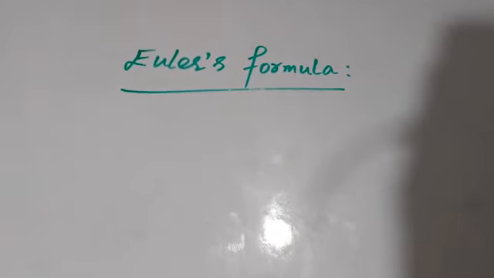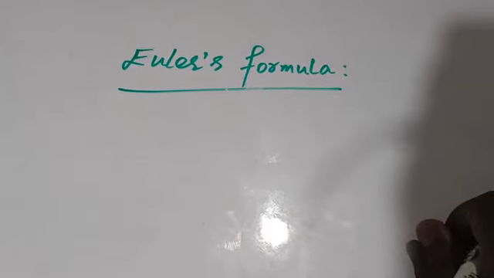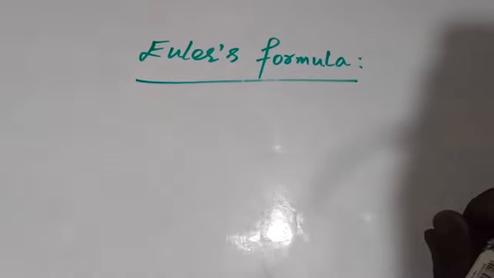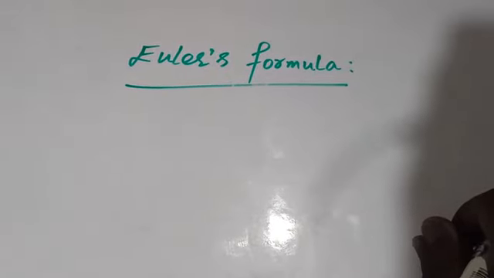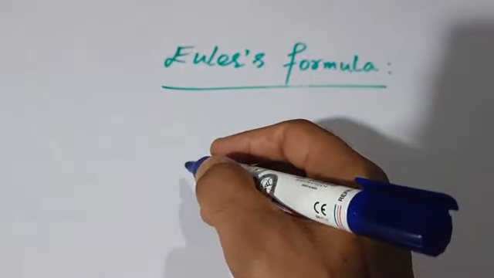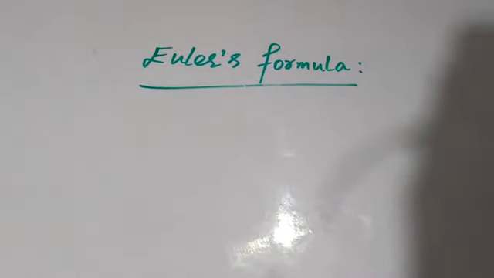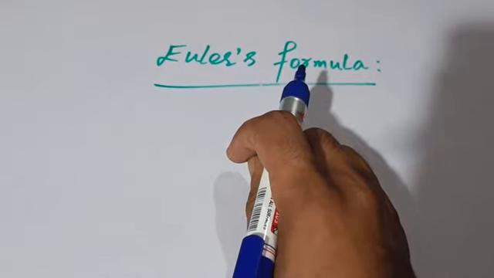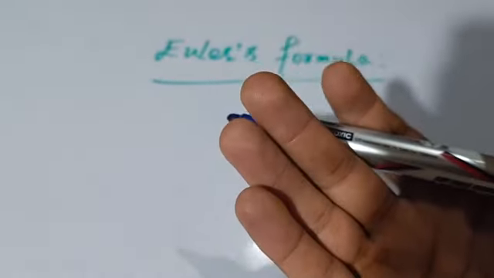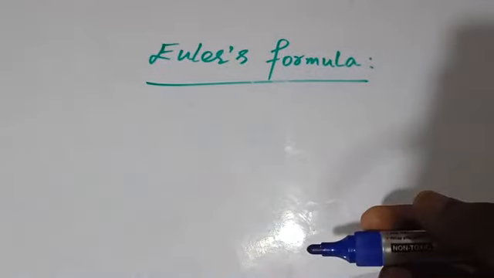Today, we are talking about a very common concept in your solid geometry chapter. Dear students, this is Euler's formula. Students, let me recall to you that Euler's formula is a relationship between the number of faces, the number of vertices, and the number of edges in a polyhedron.